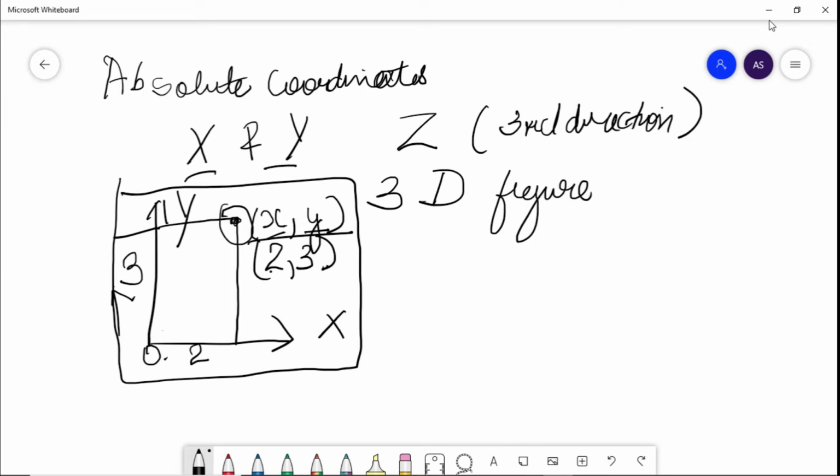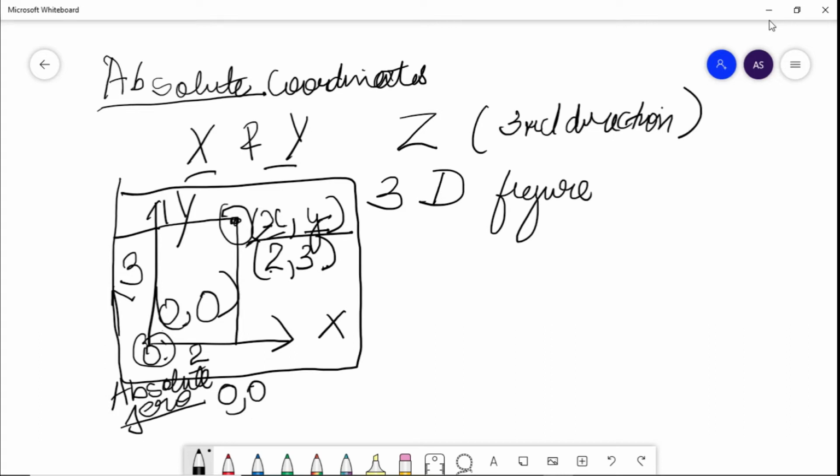Now to understand the absolute coordinate system, you will have to take the reference values of x from a reference 0 and the value of y from a reference 0. This 0, 0 at this point is called the absolute 0. So from 0, 0, you're moving in the direction of x. If you have moved 2 units and then you have moved in the direction of y 3 units, then this position will be 2, 3.